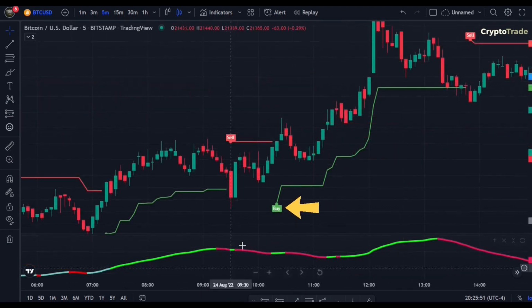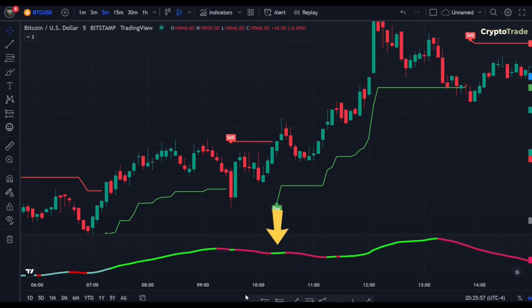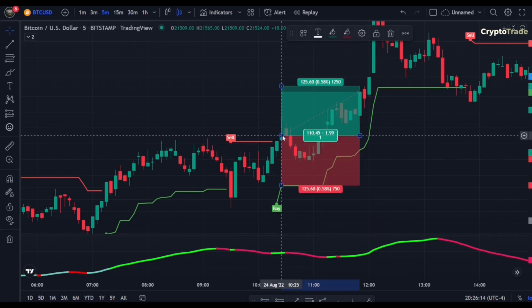The Supertrend indicator gives a buy indication, in green. The Squeeze Momentum indicator is green. Wait for the next candle to close. It must be a green confirming candle. The second candle is green. As these conditions are met, then place a buy order at the close of this green candle.